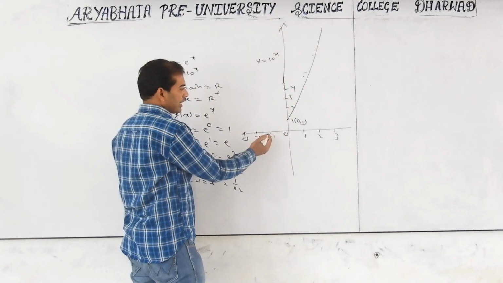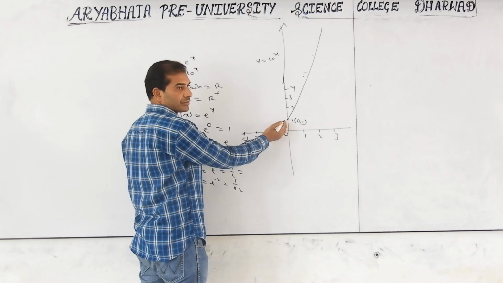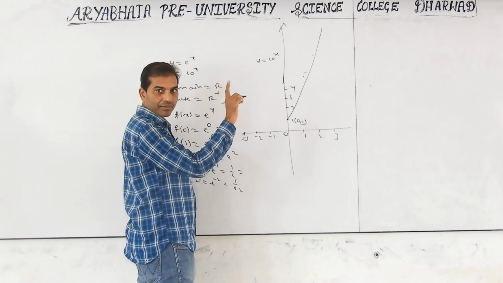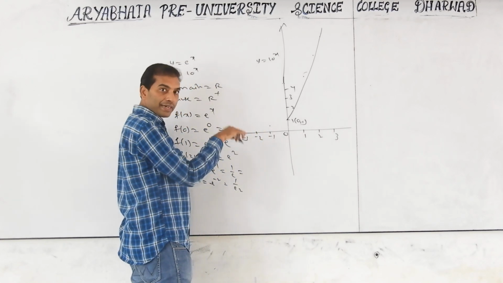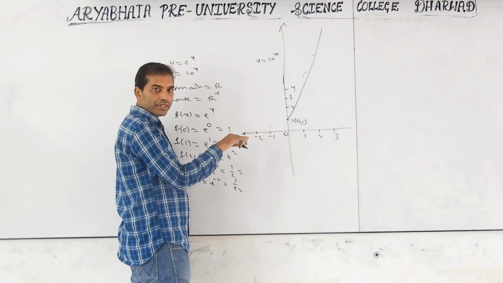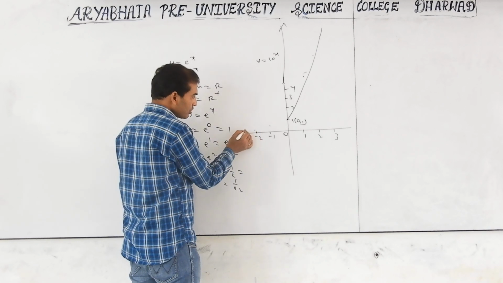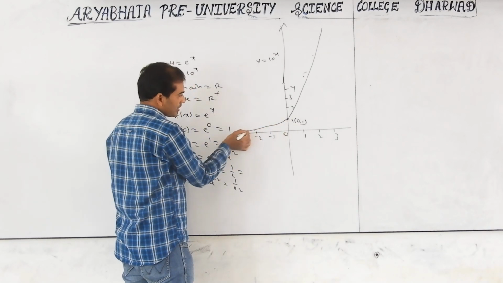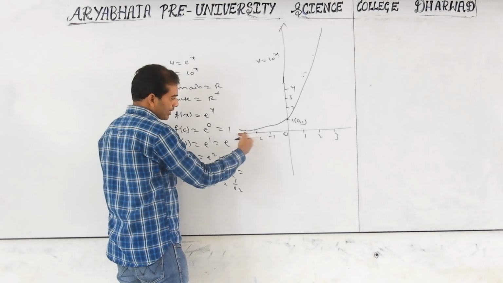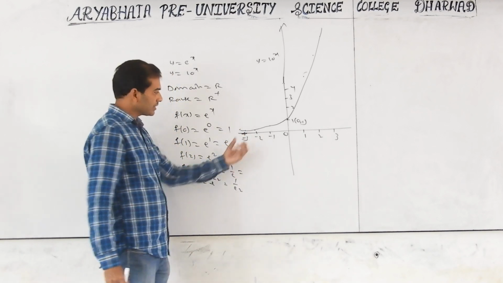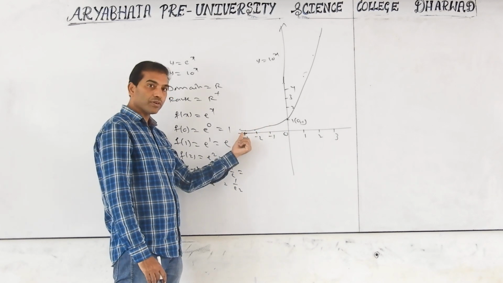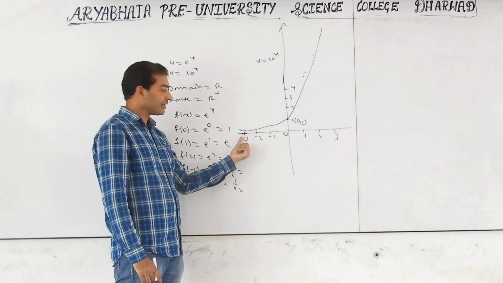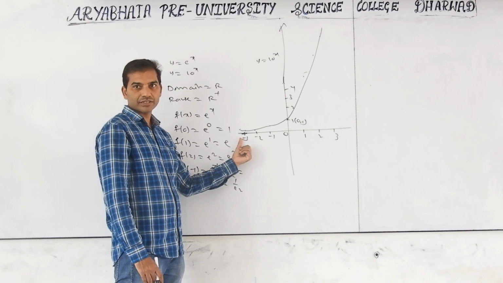Next, if you take minus 1, 10 power minus 1 is 1 by 10, which is 0.1. 10 power minus 2 is 1 by 10 square, 1 by 100, which means 0.01, and so on. It is close to 0 if you take negative values. On the negative x-axis, the function value is very close to 0 but never crosses the x-axis.